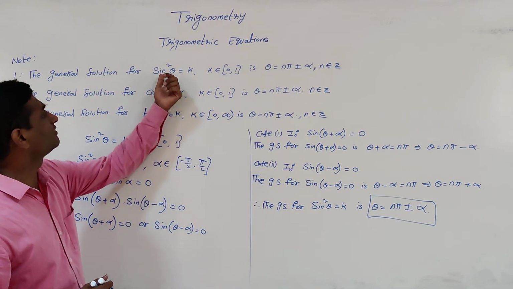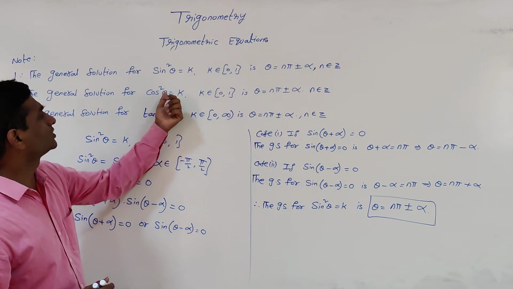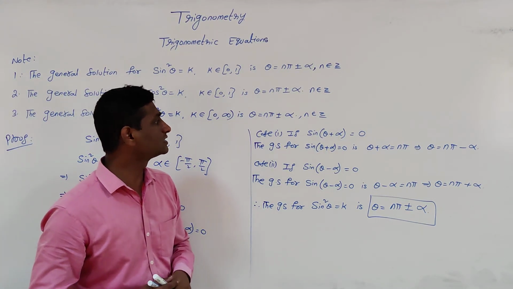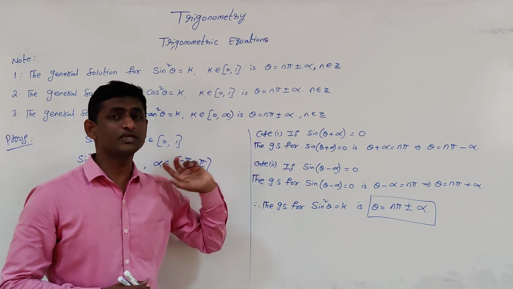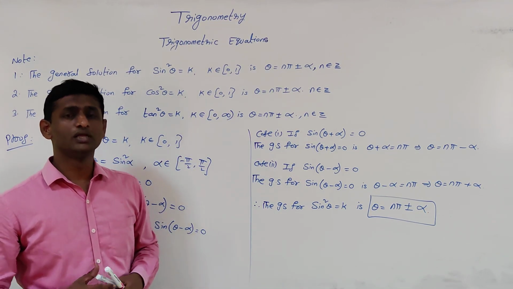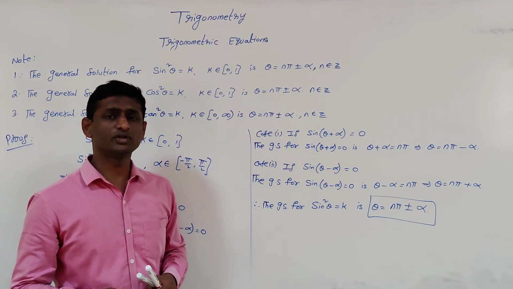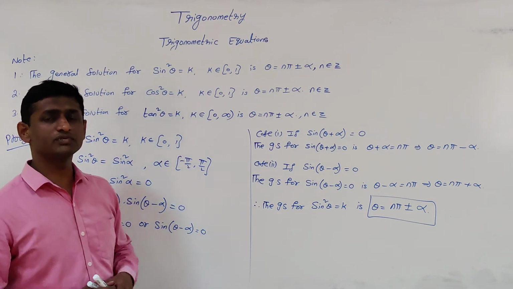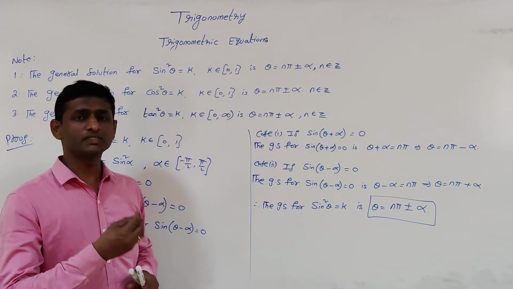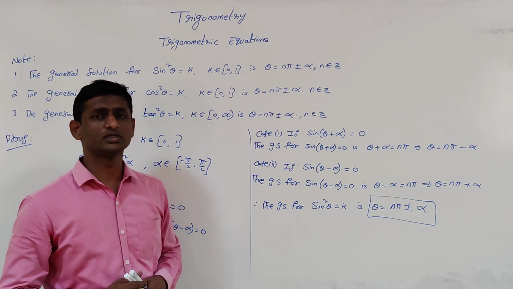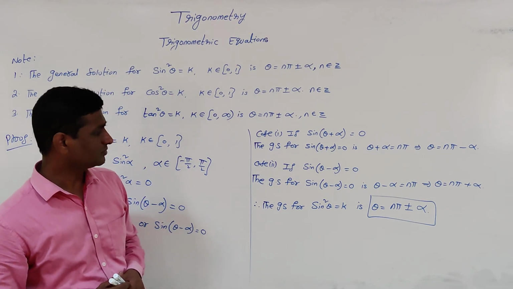For the trigonometric equation, whether it is sin square theta is equal to k, cos square theta is equal to k, or tan square theta is equal to k, the general solution is n pi plus or minus alpha, where alpha is a principal solution based on the trigonometric functions. In the next class, we'll see some problems, and again go through the lecture once. Practice the general solutions for different trigonometric equations and solve the problems.